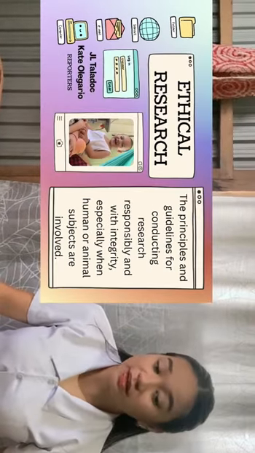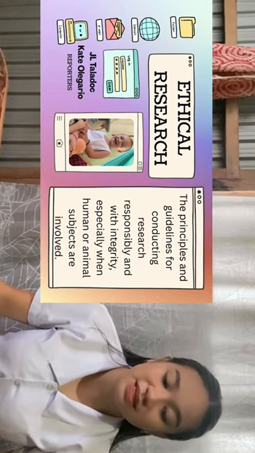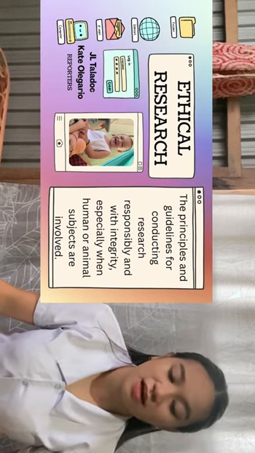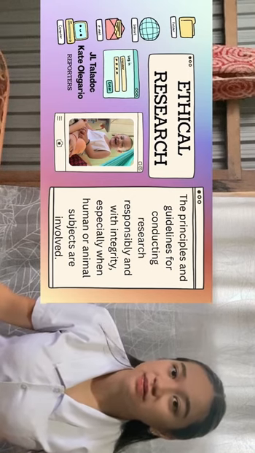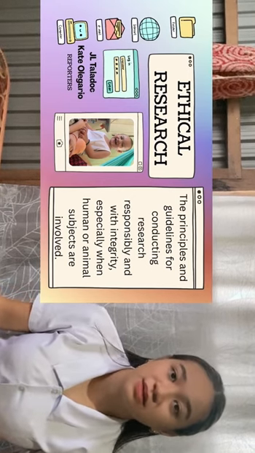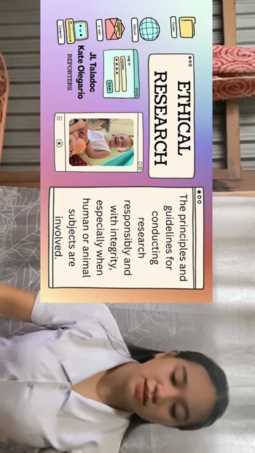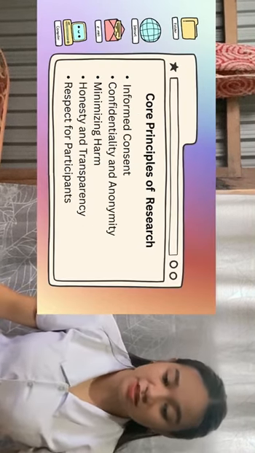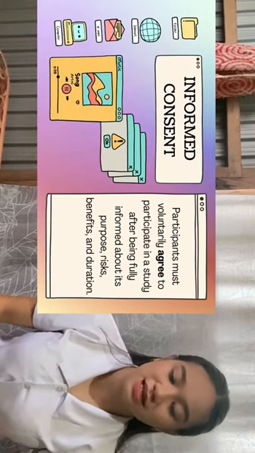So let us now read the principles and guidelines for conducting research responsibly and with integrity, especially when human or animal subjects are involved. So like for example, the case study or a narrative study, it involves human subjects as their participants. So we have these core principles of research. We have the 5 and the first one is the informed consent.